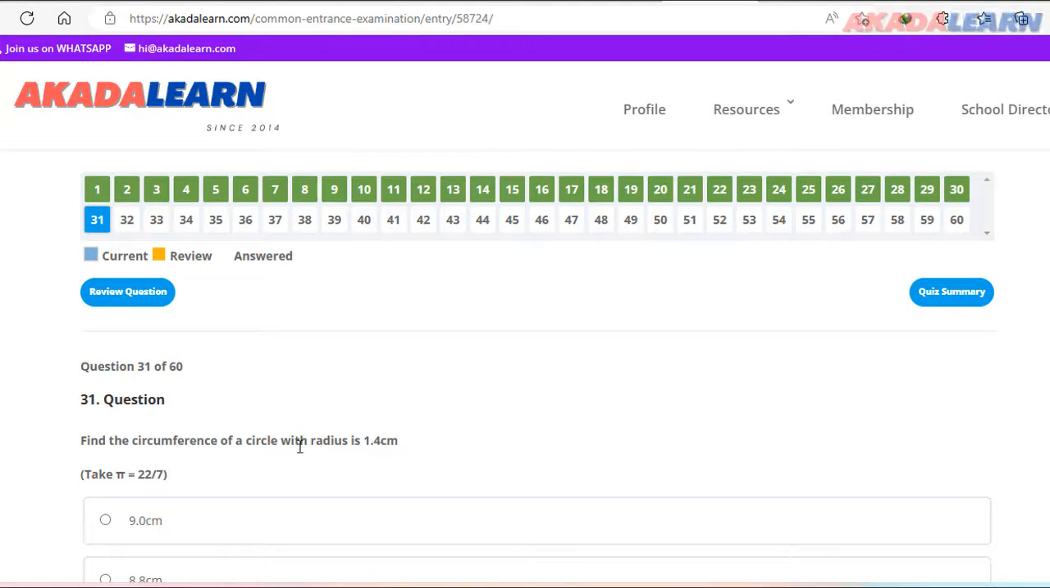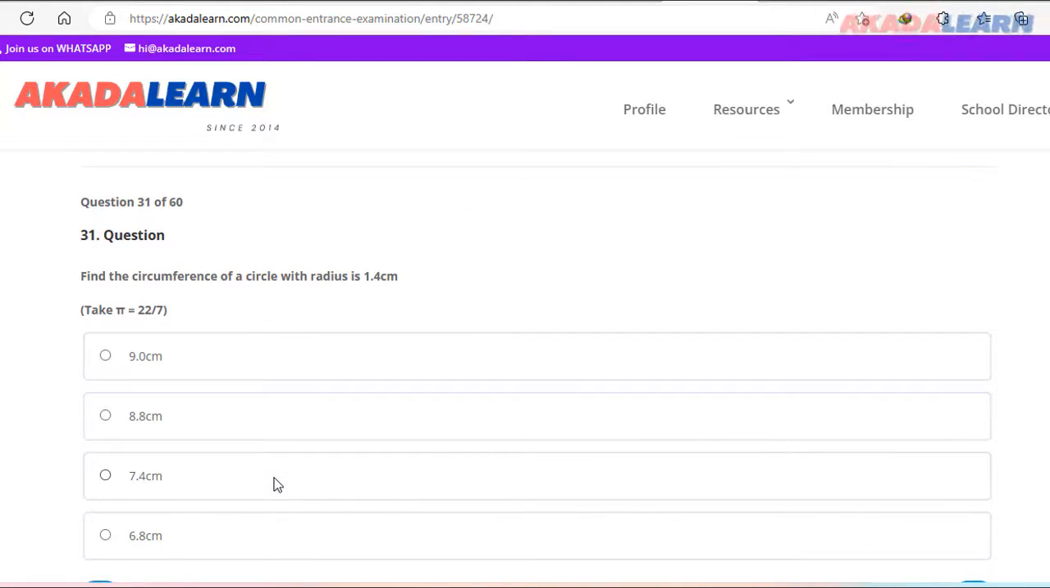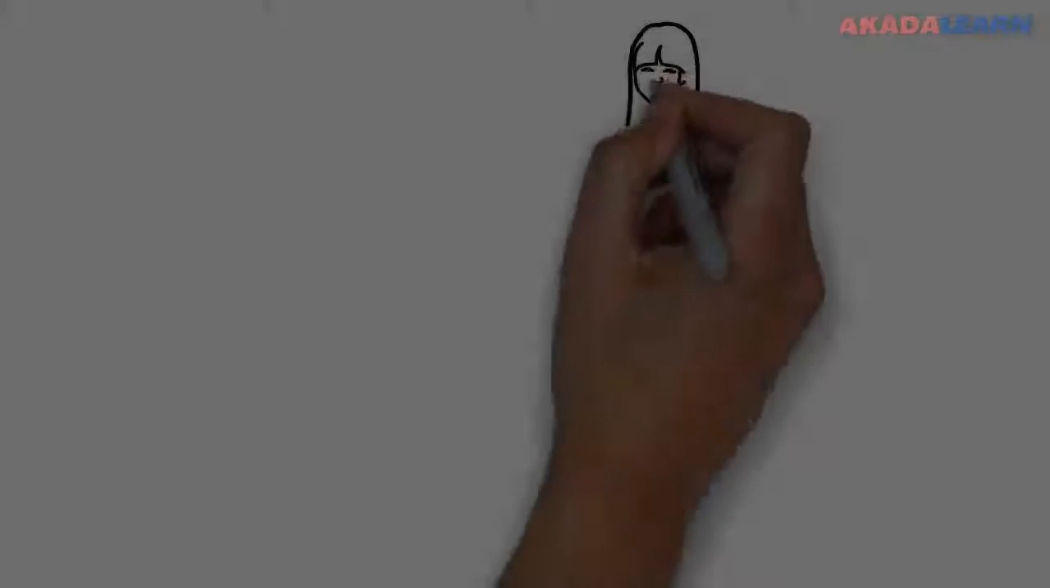Find the circumference of a circle with radius 1.4 cm. Take pi to be 22 over 7. All right, so let's look at our video and see the solution to that problem.